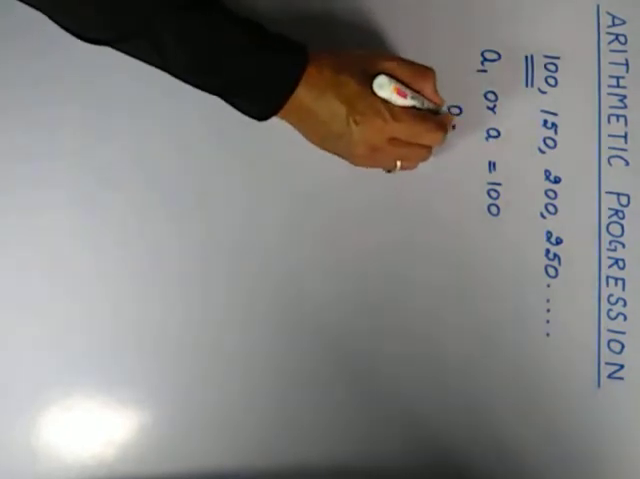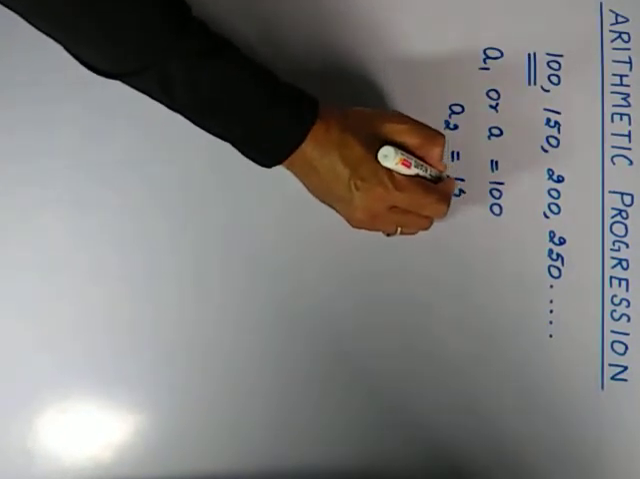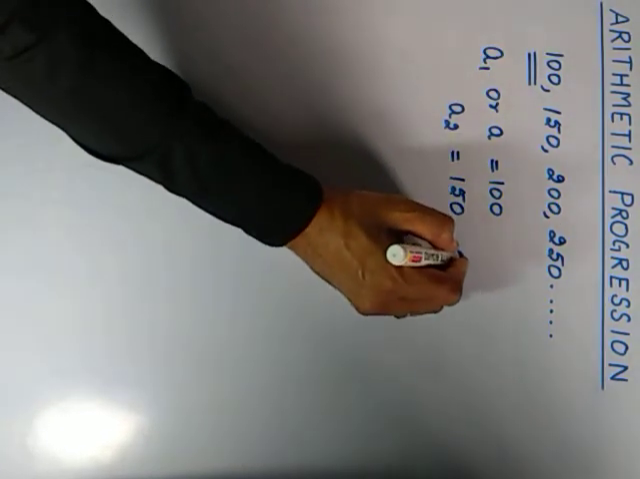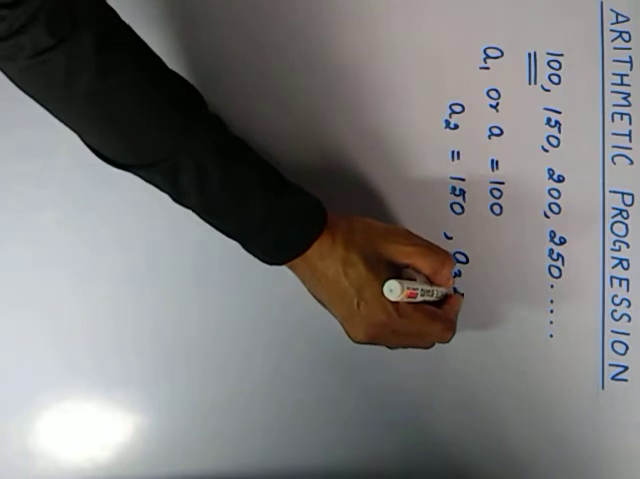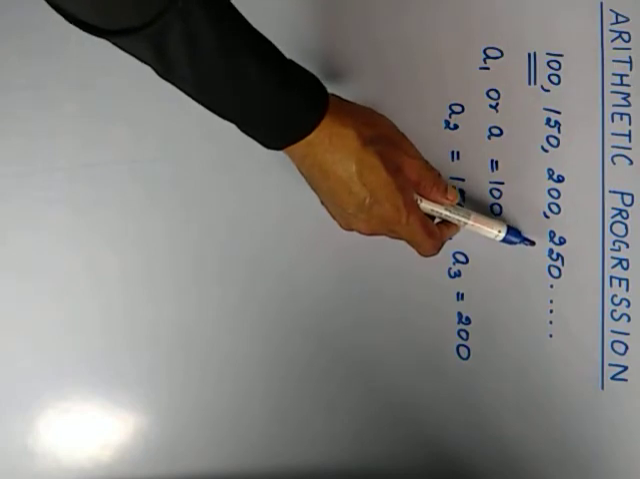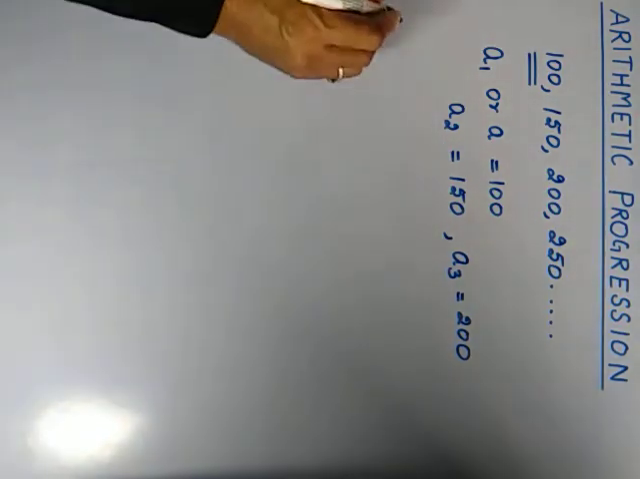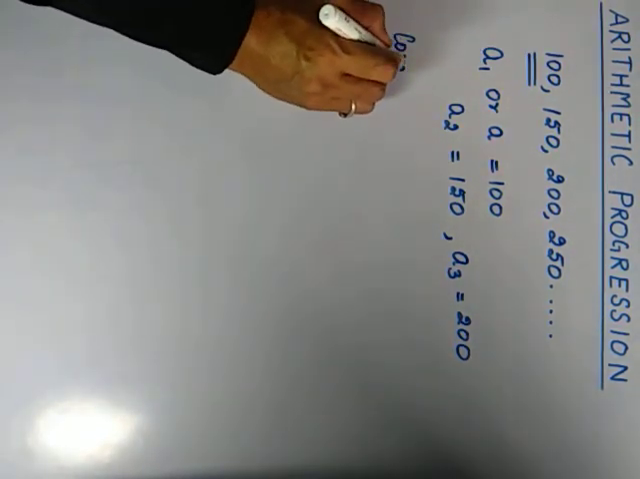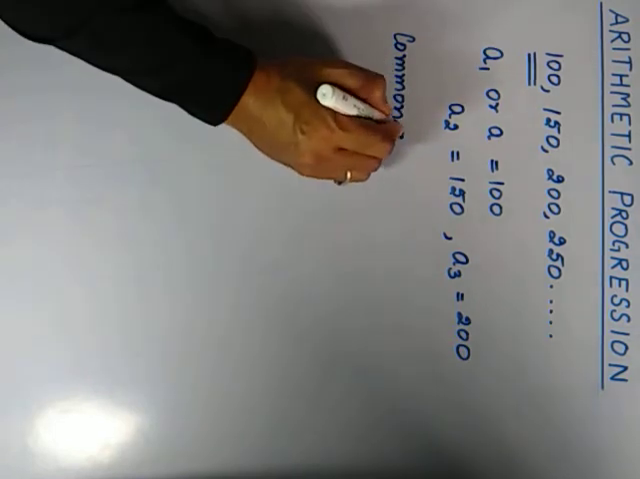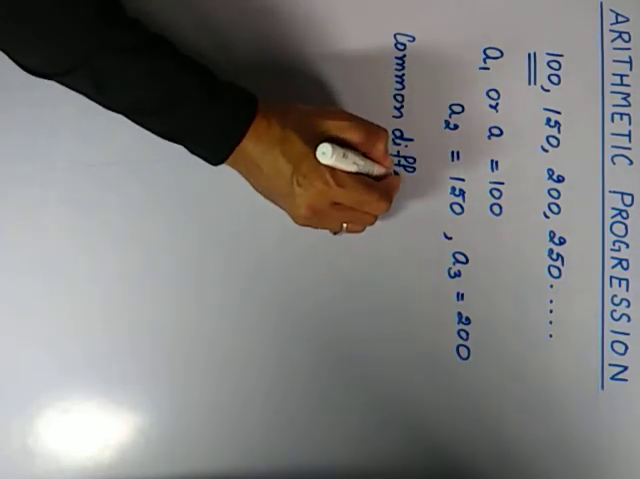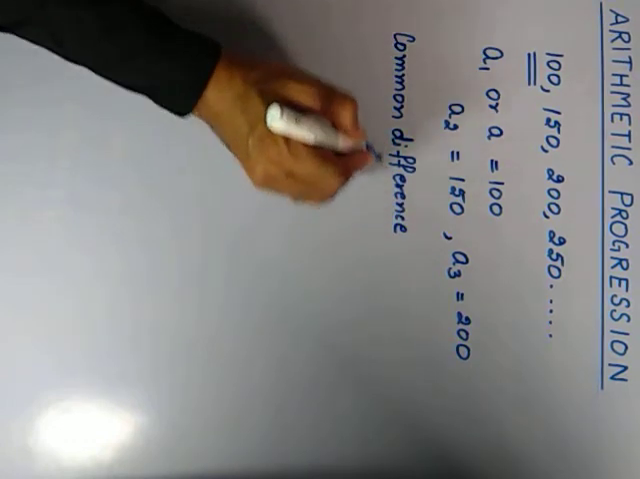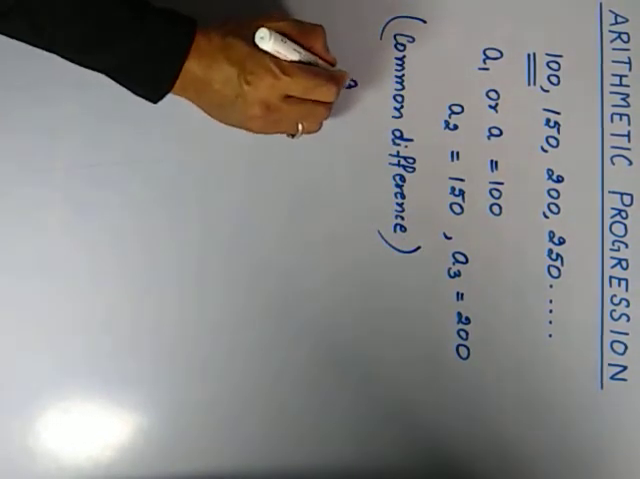First term is 100. Second term is 150, so it is denoted by A2. Similarly, third term is 200, so A3 equals 200. Fourth term is 250, so A4 equals 250 and so on. Now the fixed number is known as common difference. Common difference is denoted by a small letter d.